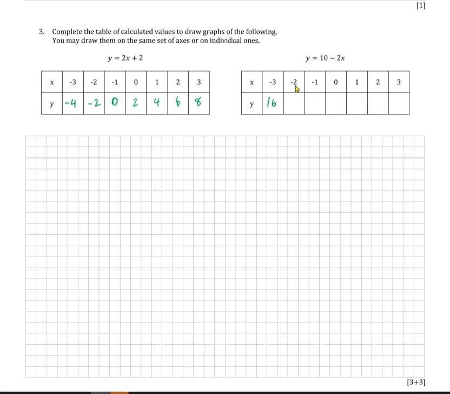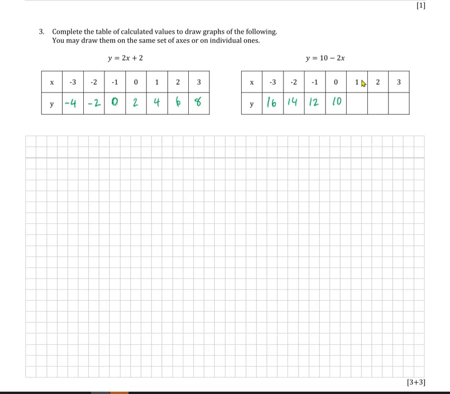Let's do the next one. Negative 2, so 2 2's are 4, 2 negatives are positive. So 10 plus 4 equals 14. Minus 1, so minus 2 times minus 1 is plus 2. Plus 10 is 12. X is equal to 0, so that's just going to be 10.